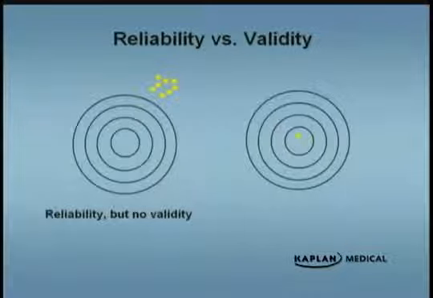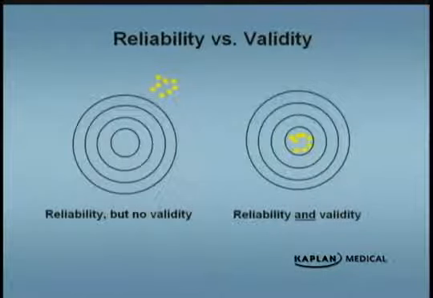As compared to, in this second illustration, I've now clustered the shots, good reliability, but I've also hit the bullseye. That's good validity at the same time. Please note, you can have great reliability and have no validity whatsoever. Please note, if you have good validity, you must first have reliability. In the language of logic, we say reliability is a necessary but not sufficient condition for validity. That is, you have to have it, but just because you have it doesn't mean that you're valid. Validity implies reliability. Reliability makes no implication at all about validity.